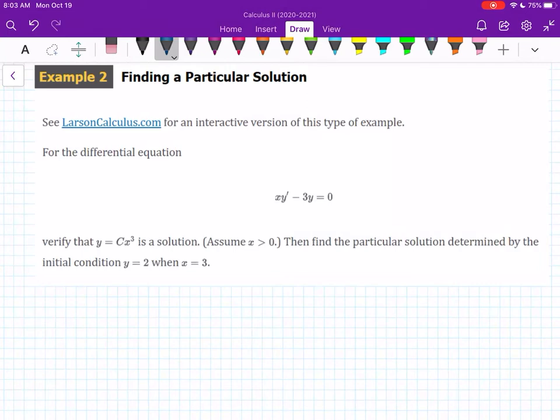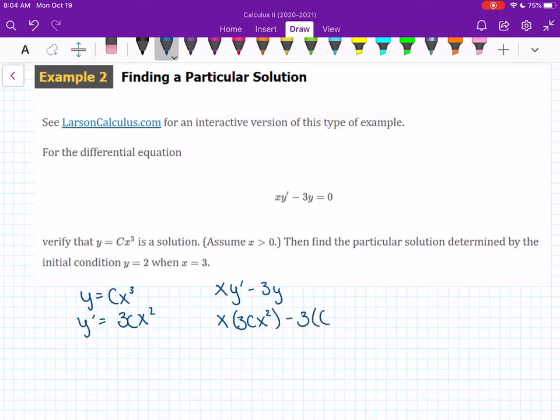All right, here's what we're going to do for this one. The first thing we want to do is verify, so I need to find y prime. If y equals cx cubed, then y prime is going to equal 3cx squared. Then when I plug it into my differential equation, x times y prime minus 3y, I get x times 3cx squared minus 3 times y, and y was cx cubed.